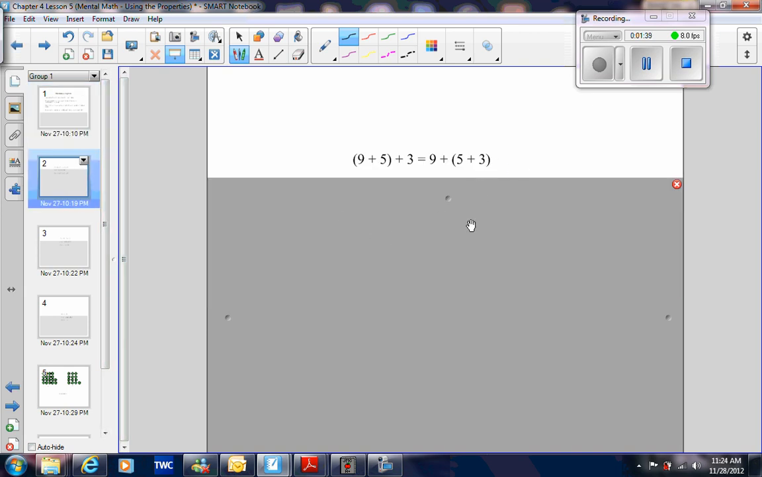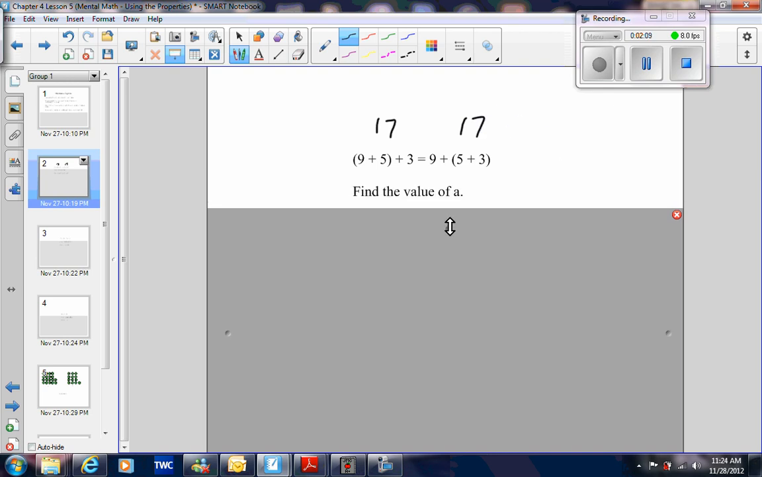All right, so this is an example of the associative property at work. You know it's the associative property because you can see that numbers are being grouped. 9 plus 5 is being grouped on this side. 5 plus 3 is being grouped on this side. Okay, we get 9 plus 5, which is 14, plus 3 is 17. 5 plus 3, which is 8, plus 9, 17. So it did not change the amount.